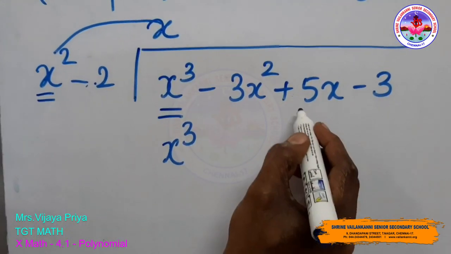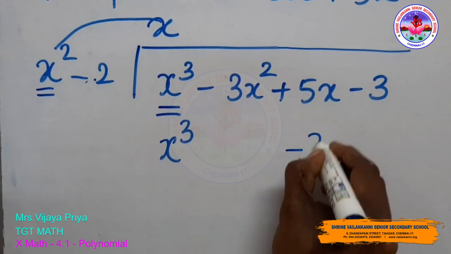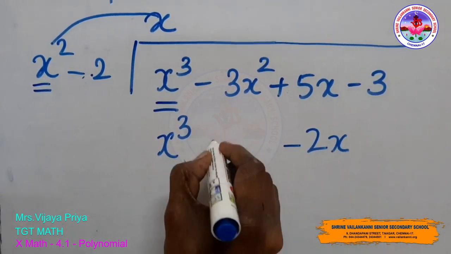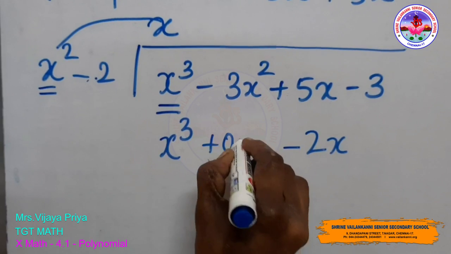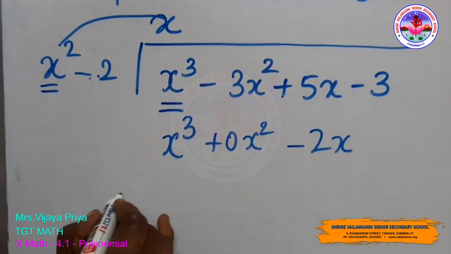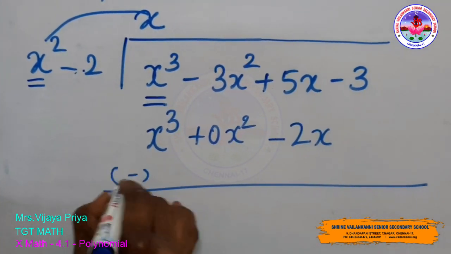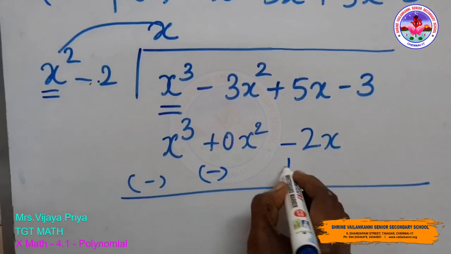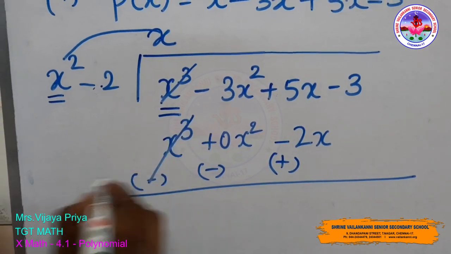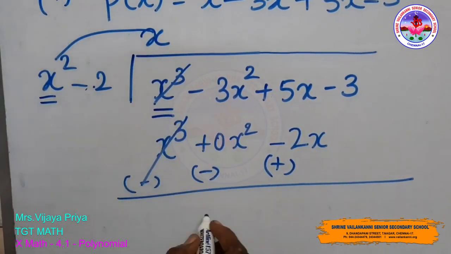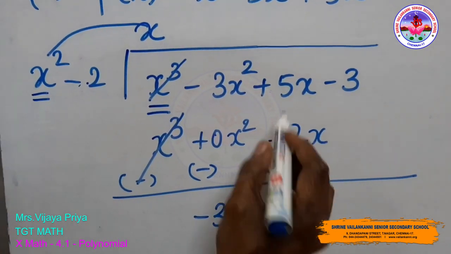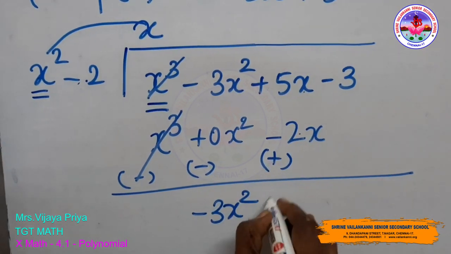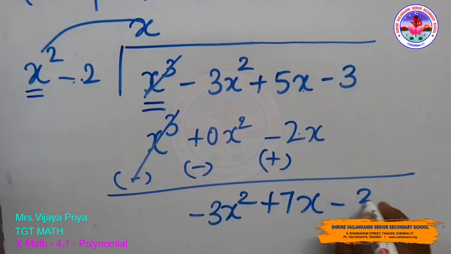So I am writing this minus 2x below my 5x, and where my x squared is missing, I am writing it as 0x squared. Now I want to cancel my x cubed, so I am changing the sign for the second expression. Plus x cubed minus x cubed gets cancelled, so I will have minus 3x squared here, plus 5x plus 2x, I will get 7x minus 3.